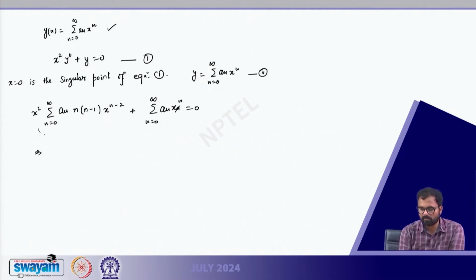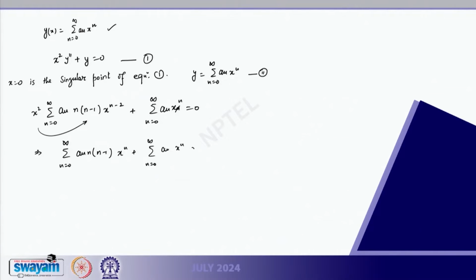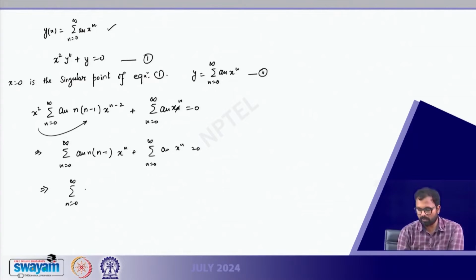We can multiply by x square inside, and this becomes summation n running from 0 to infinity a n n times n minus 1 x to the power n plus summation n running from 0 to infinity a n x to the power n. Combining, we get summation from n equals 0 to infinity of n into n minus 1 plus 1, times a n x to the power n, equals 0.